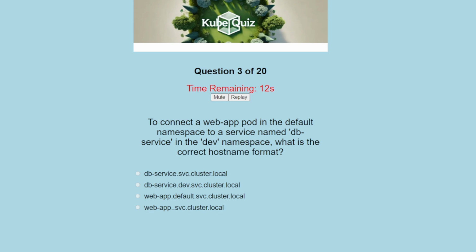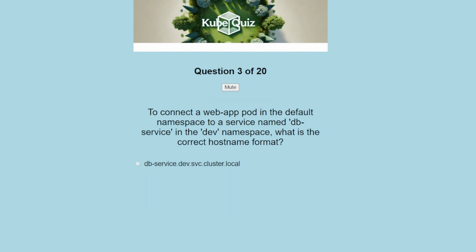To connect a web app pod in the default namespace to a service named db-service in the dev namespace, what is the correct hostname format?